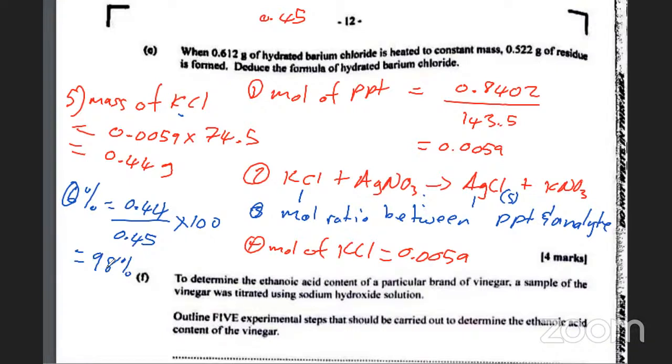They don't have to ask you for the percentage purity. You could be asked to calculate concentration. If you are asked to calculate concentration, then they would have given you a volume. All right? So instead of giving you the mass of the sample, they could have said a 25 milliliter solution. In that instance, once you have the mole, you would put it over the volume.